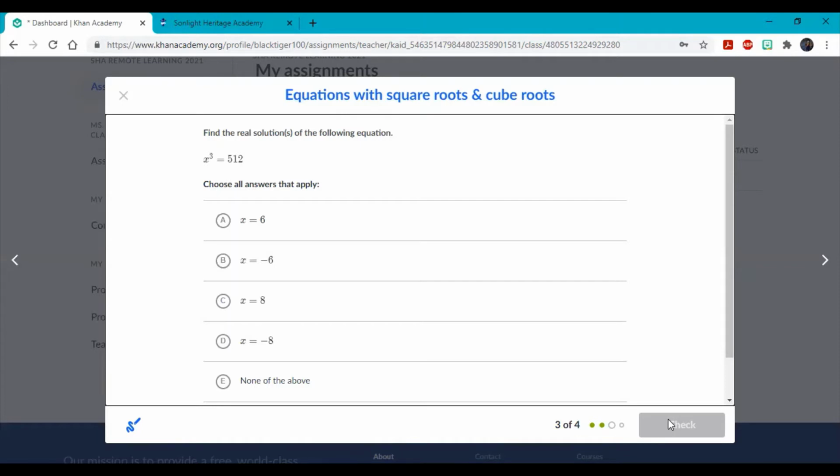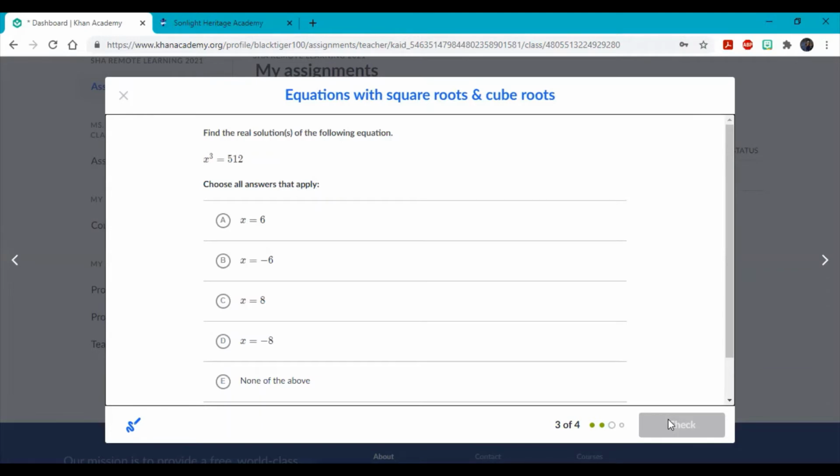Here is question 3. It says, find the real solutions of the following equation. The equation is x cubed is equal to 512. So really it's asking you what number, when I multiply it by itself 3 times, I get 512. Well, is that 6? Well, let's see. In your calculator, you put 6 times 6 times 6, you get 216. So we know it's not 6. Well, the other option we have is 8. Let's verify it with the calculator.